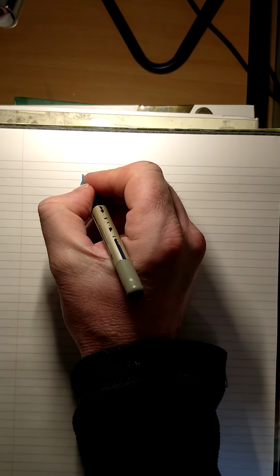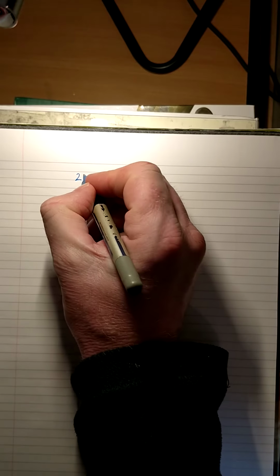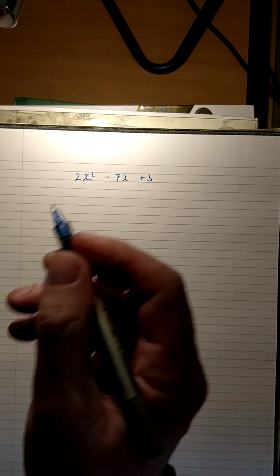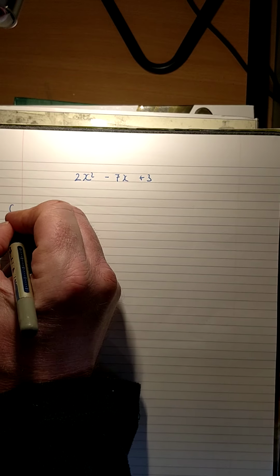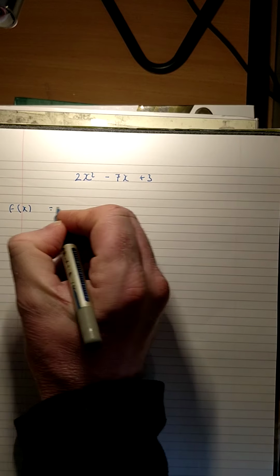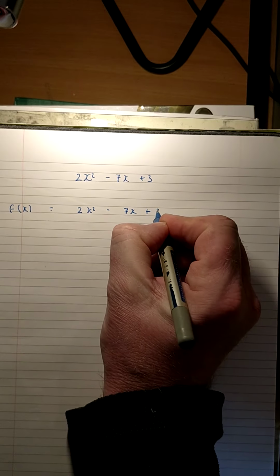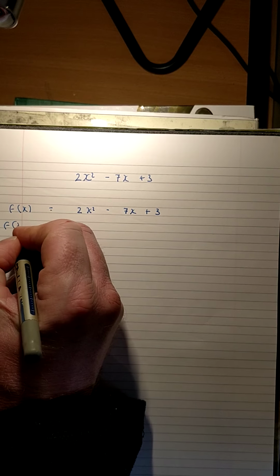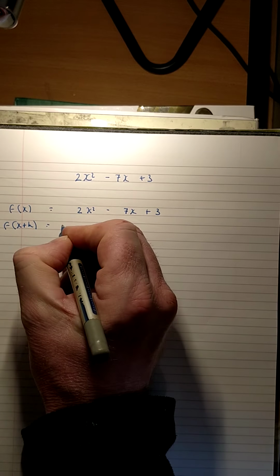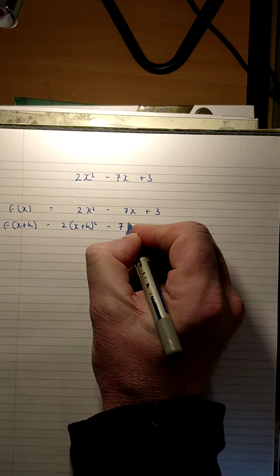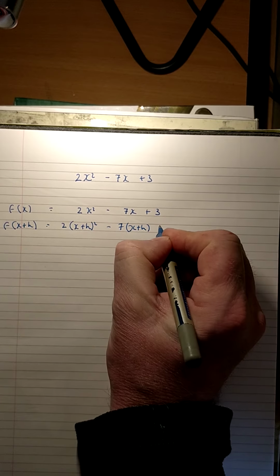So, let's say we're differentiating this from first principles: 2x squared minus 7x plus 3. Let's go down through the steps again. f of x is your 2x squared minus 7x plus 3. Second step, f of x plus h: 2 into x plus h squared, minus 7 into x plus h, plus 3.